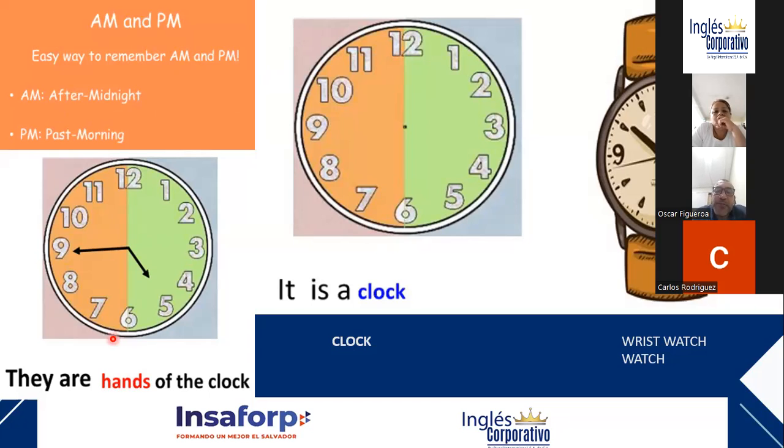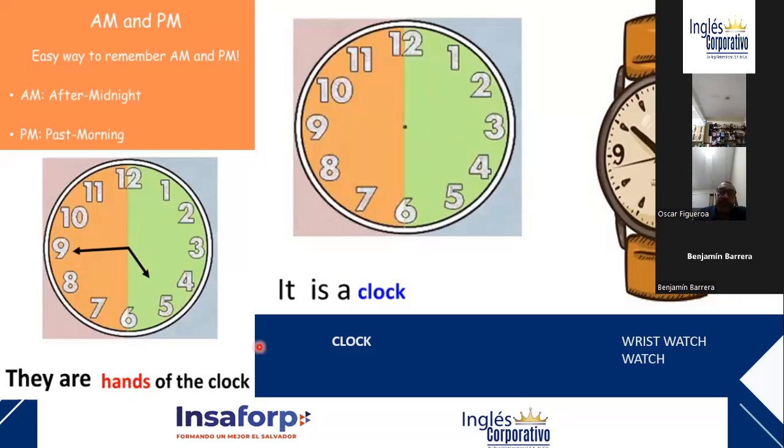For example, a estos de acá les llamamos hands of the clock, las manos del reloj. Hands of the clock. Si usted ve un reloj pegado en la pared, a ese le llamamos clock. Solo los que están pegados en la pared. El que usted se pone en su mano, a ese le llamamos wristwatch o watch. ¿Sí? No se le vaya a ocurrir decirle a alguien que está bonito tu clock. No, clock, solamente los que pegamos en la pared. The ones that you use in your hand son wrist watch or watch.